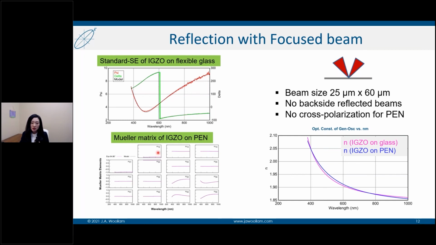The ellipsometry data psi delta for the indium gallium zinc oxide film on a glass substrate and the Mueller matrix data for the same sample on a PEN substrate show this mild thickness interference pattern corresponding to the film thickness and refractive index. Here I compare the film's refractive indices on the two different substrates, and they show an excellent agreement.